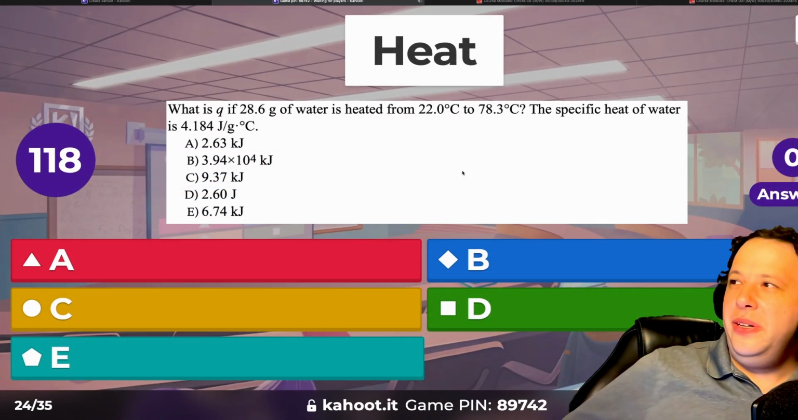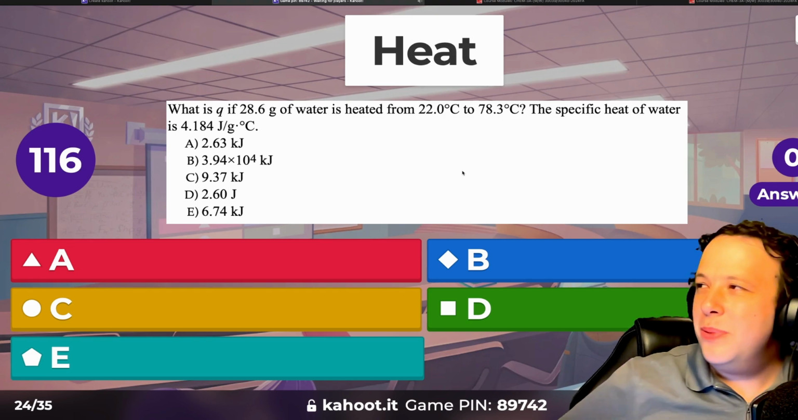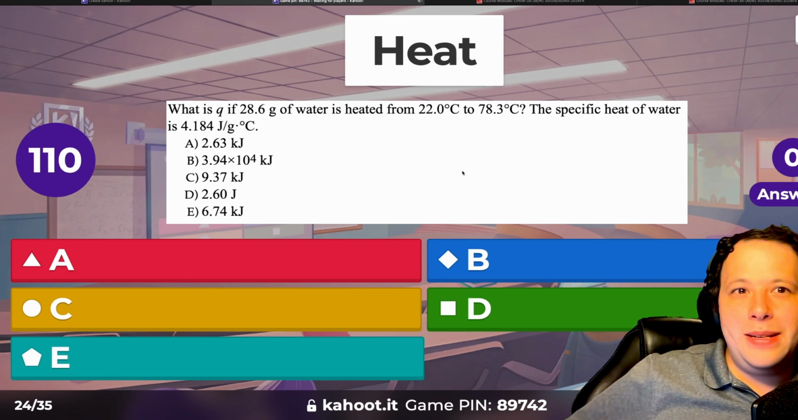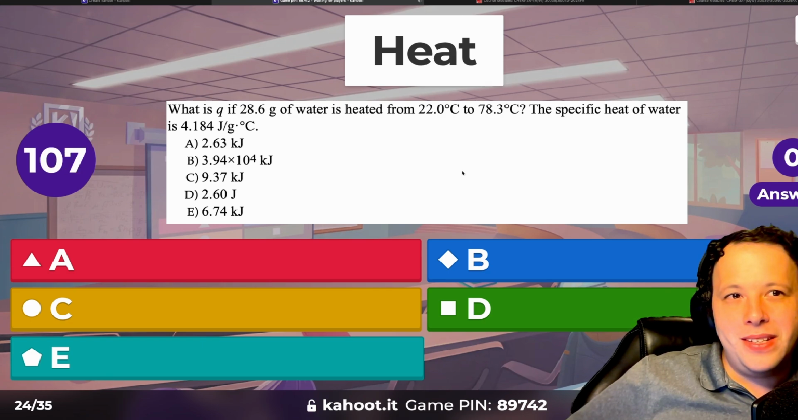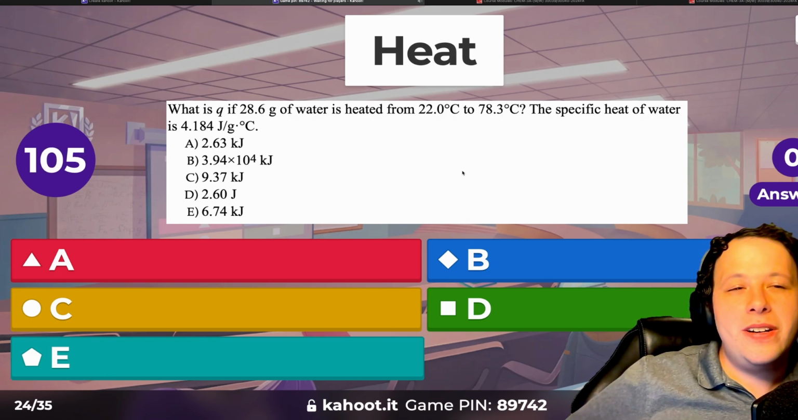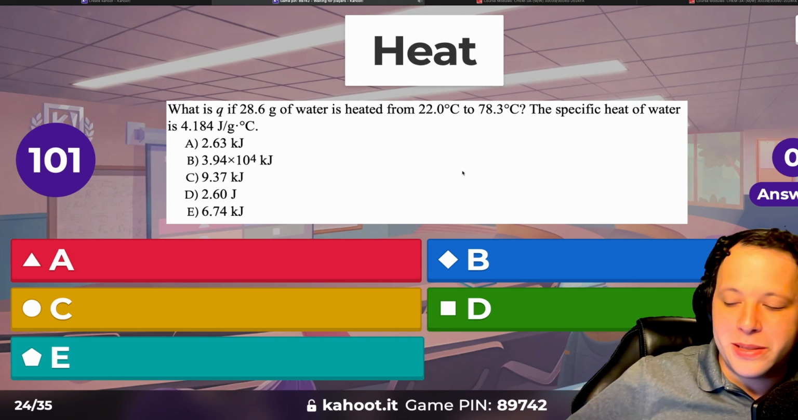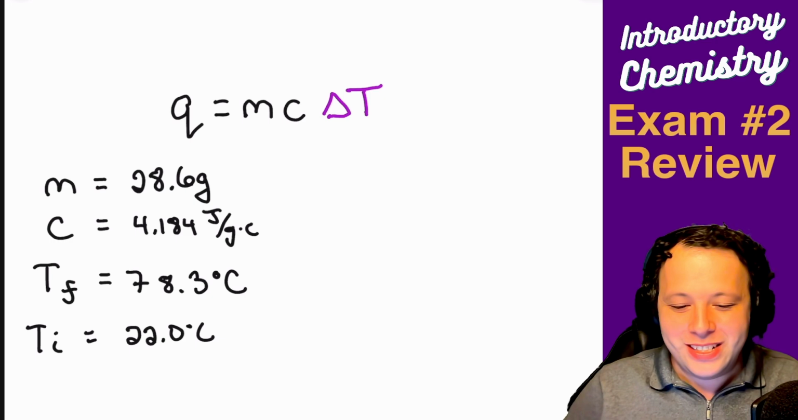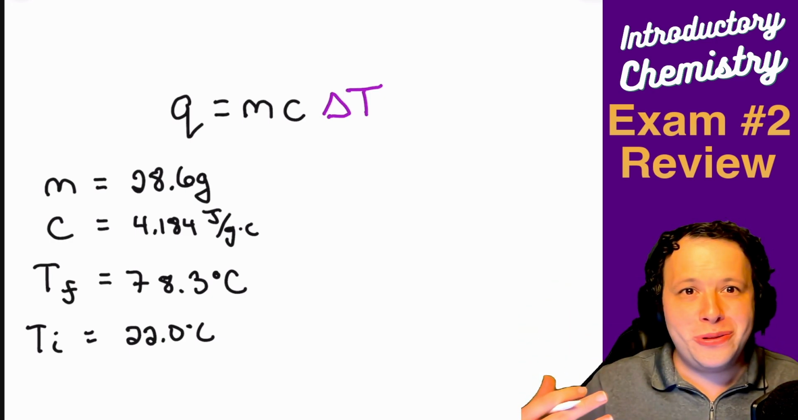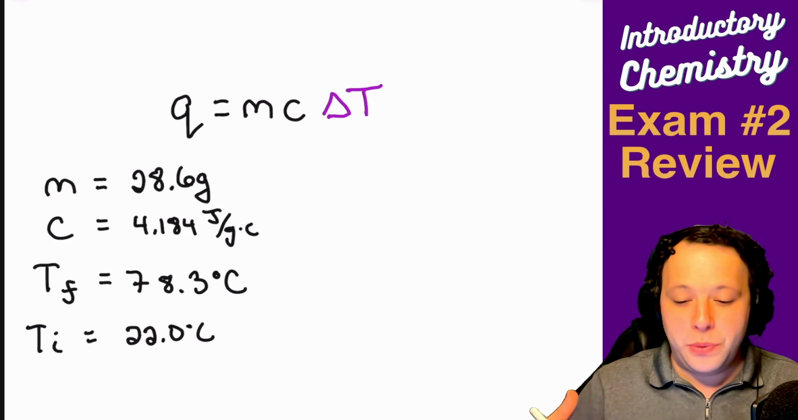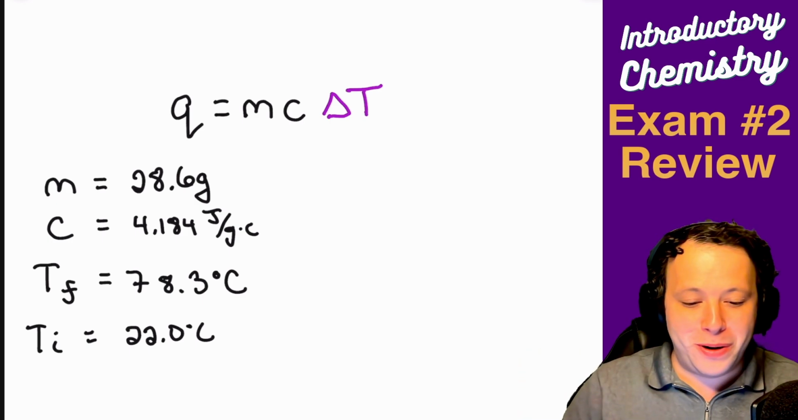What is the Q if 28.6 grams of water is heated from 22 degrees C to 78.3 degrees C? The specific heat of water is 4.184 joules per gram per Celsius. With this one, the whole idea is that laying out the problem is crucial. So I write down all the values that I have so that I'm not looking at a wordy mess every time you have a word problem.